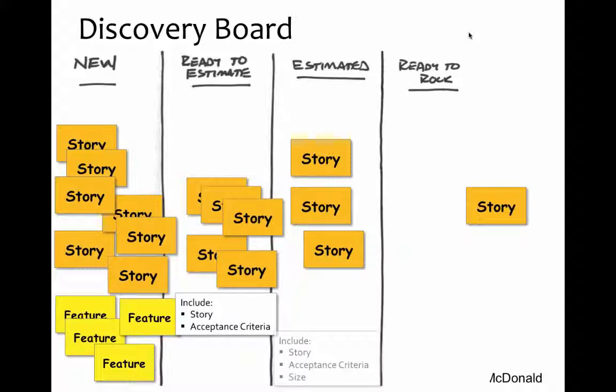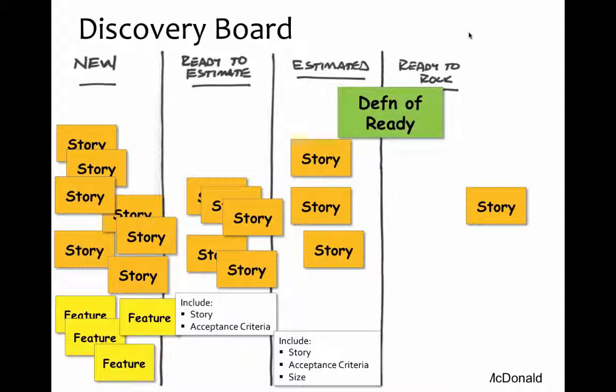So once things were sized, they'd move them over to the estimated column, and again, in order to be in there, you needed to have the story, acceptance criteria, and size. And then finally, their column, as far as this one's ready to go, ready to be considered for iteration planning, was called ready to rock. And so this is where the definition of ready comes into play.